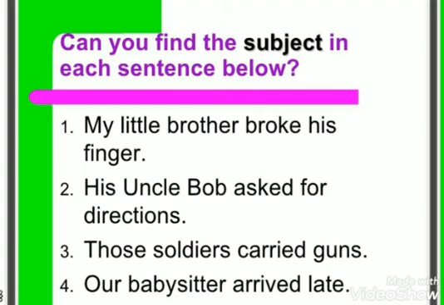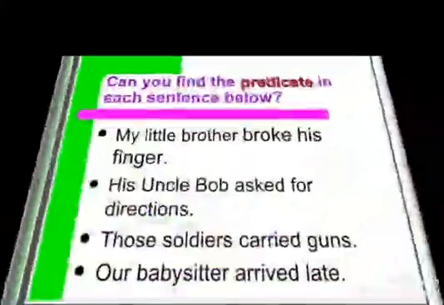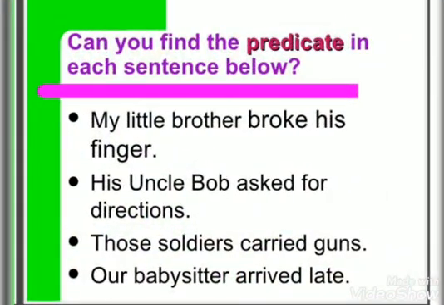Now for the same set of sentences, let's find out the predicate. What is being said about my little brother? Broke his finger, predicate. His Uncle Bob asked for directions. What are we saying about Uncle Bob? That he asked for directions. Asked for directions is the predicate. Those soldiers carried guns. What are we saying about the soldiers? That they carried guns, predicate. Our babysitter arrived late. What are we saying about our babysitter? That the babysitter arrived late.